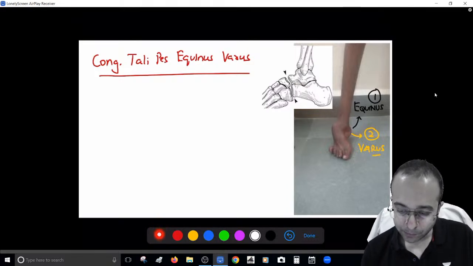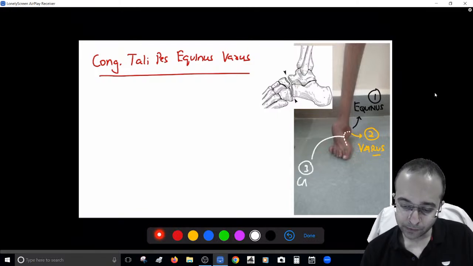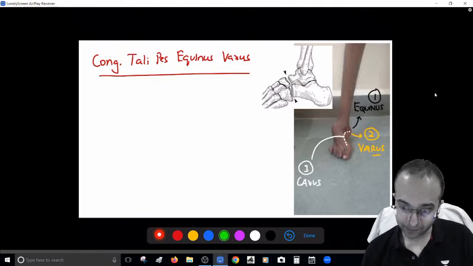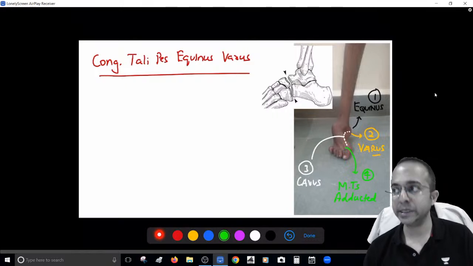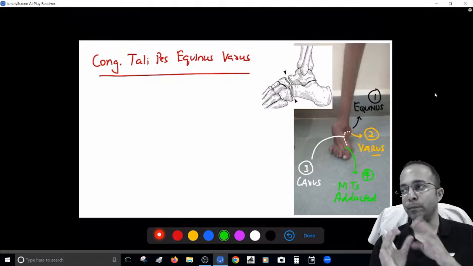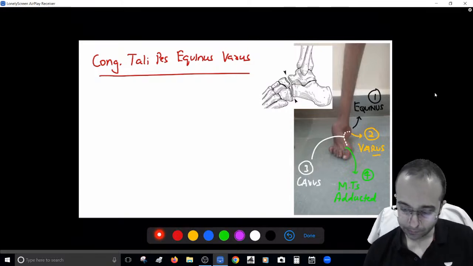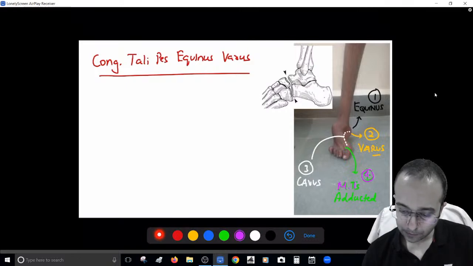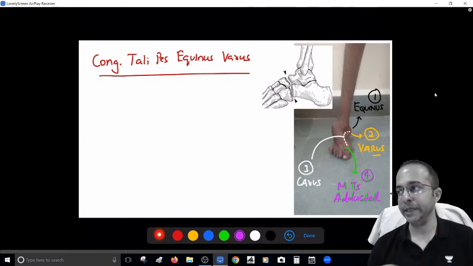Now I hope you can pick up this medial longitudinal arch, quite exaggerated. This is what we call cavus in orthopedics. So the medial longitudinal arch in these people will be exaggerated. And if you see these metatarsals, you will find them to be adducted. Adducted means pointing medially. I hope you can pick up these metatarsals. They are adducted, meaning they are pointing medially.